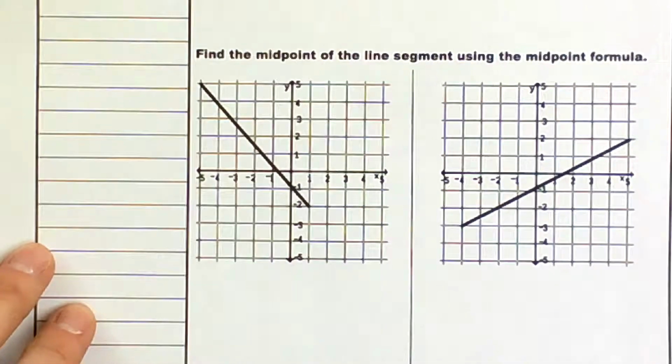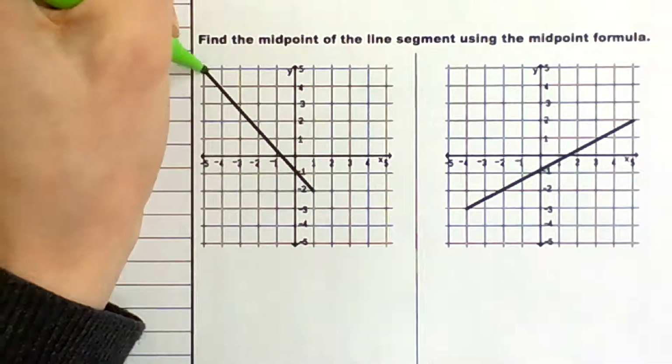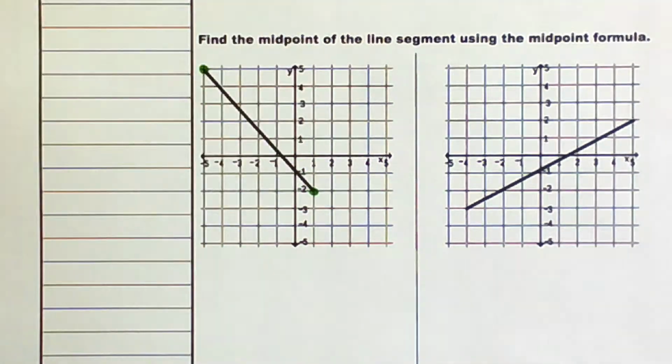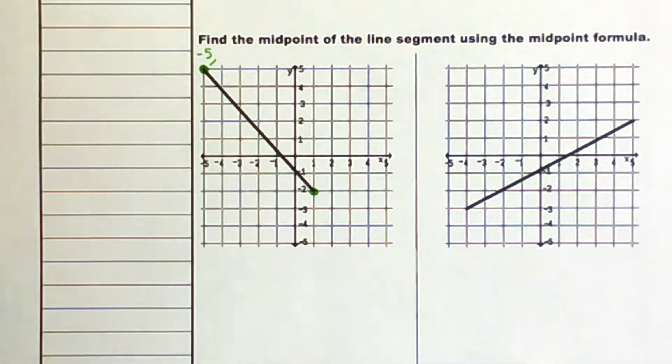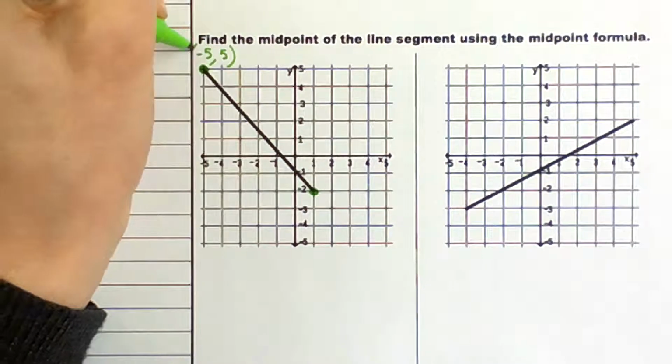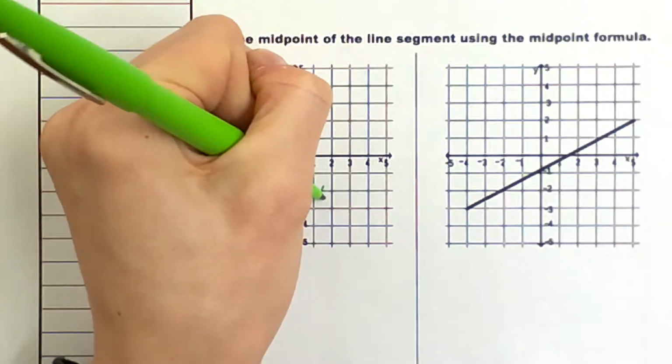For this first problem, it says find the midpoint of the line segment using the midpoint formula. When we're doing the midpoint formula, we have to look at the endpoints. So I'm going to see, okay, what are the coordinate values? This point up here is -5, comma 5. And my coordinate point over here is 1, -2.